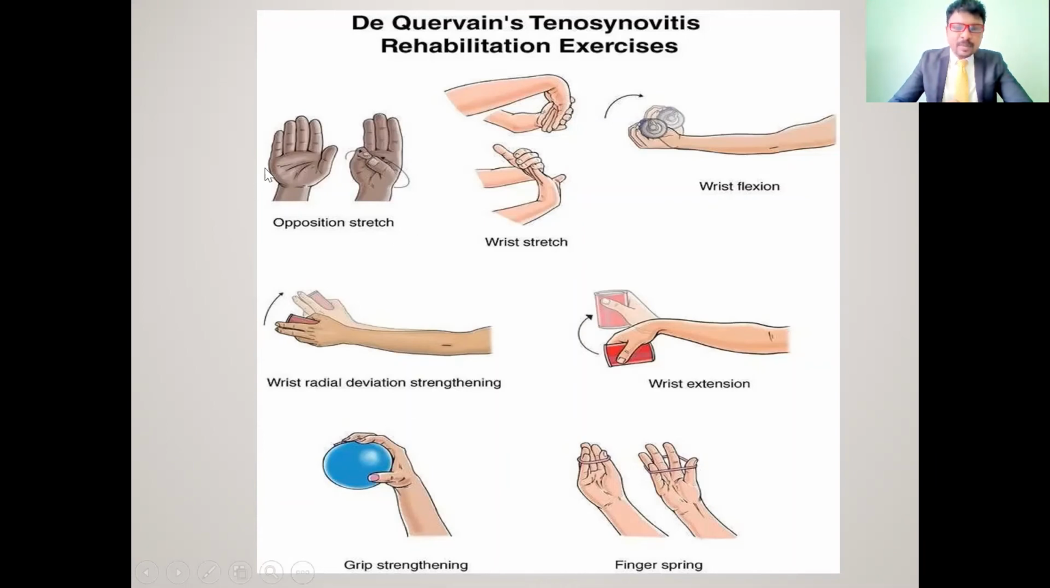And also, as you see, the opponens stretching is helpful, also wrist flexion and extension, and we have to give strengthening exercise with wrist flexions with a small dumbbell. Ask them to hold the dumbbell and do the wrist flexion extension. During any of these exercises, if they have any severe pain, ask them to stop immediately. So that is the treatment for De Quervain's tenosynovitis.